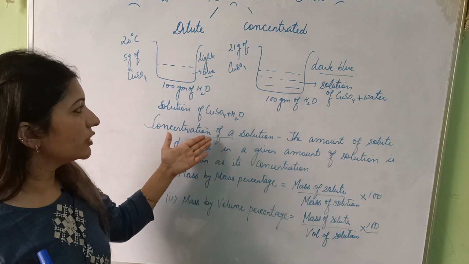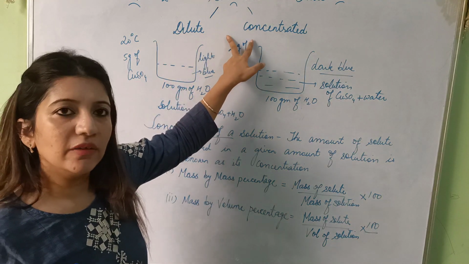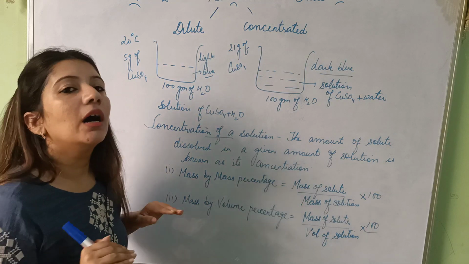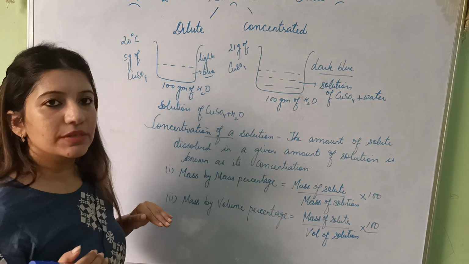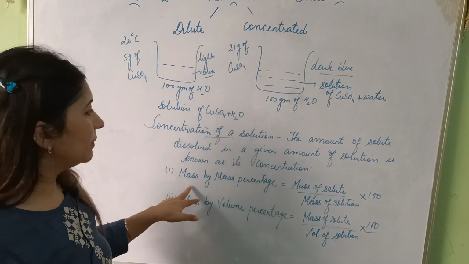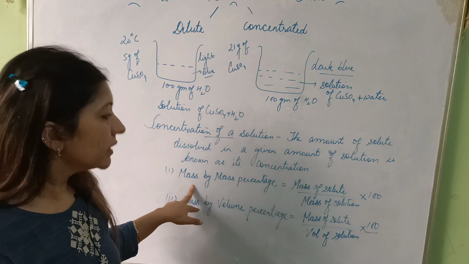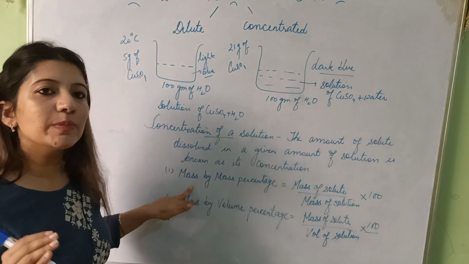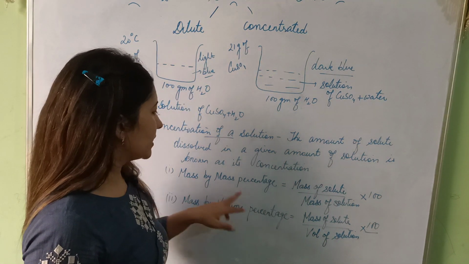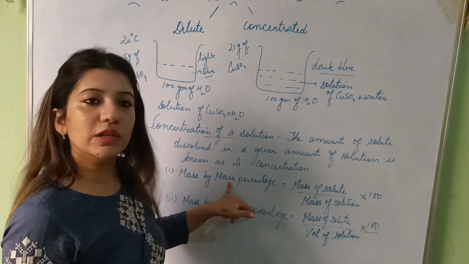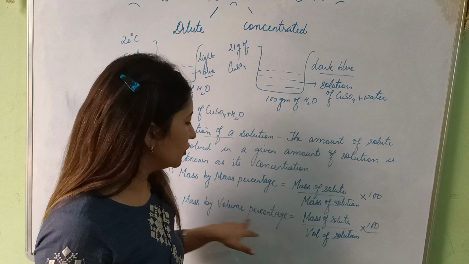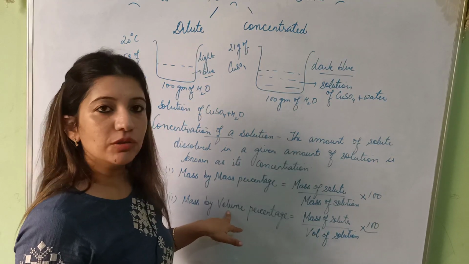So it is concentration. Now since these are two relative terms, हम इनके ऊपर rely नहीं कर सकते. We need some authentic quantity to describe the concentration. So concentration can be calculated by two ways in your 9th standard. First is mass by mass percentage, next is mass by volume percentage. Mass by mass means mass of solute divided by mass of solution multiply by 100. Mass by volume percentage is mass of solute by volume of solution multiply by 100.